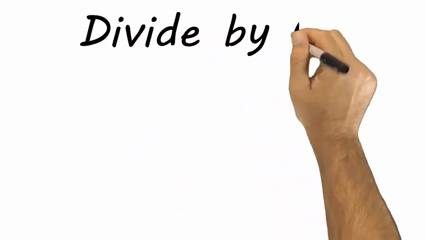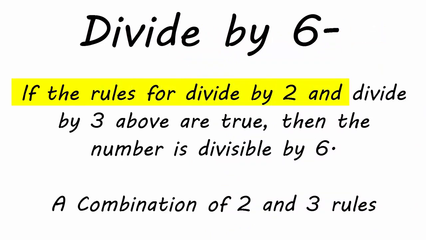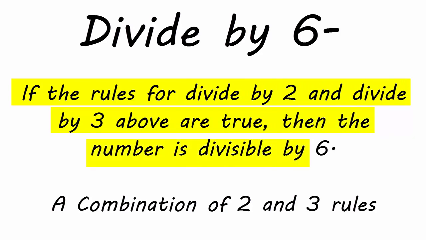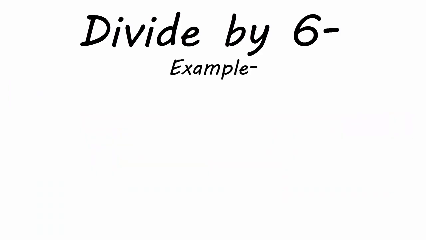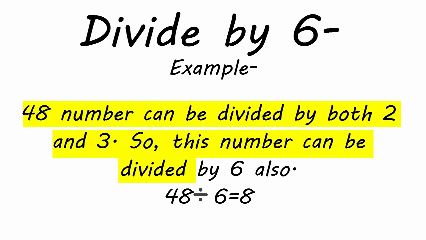Now, it's time for the division rules of 6. If the rules for divide by 2 and divide by 3 above are true, then the number is divisible by 6. This is a combination of the 2 and 3 rules. For example, 48 is a number, and it can be divided by both 2 and 3. So, this number can be divided by 6 also.